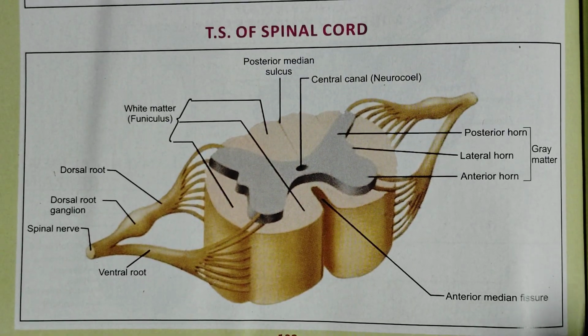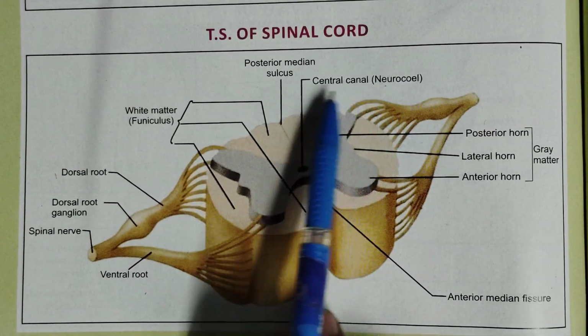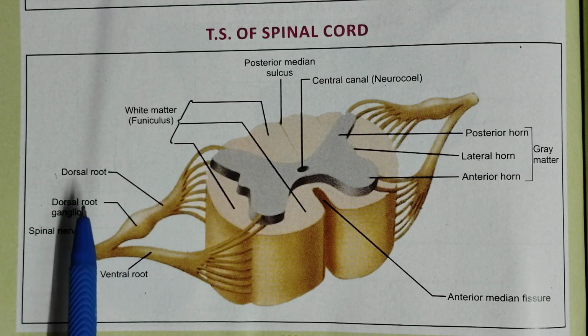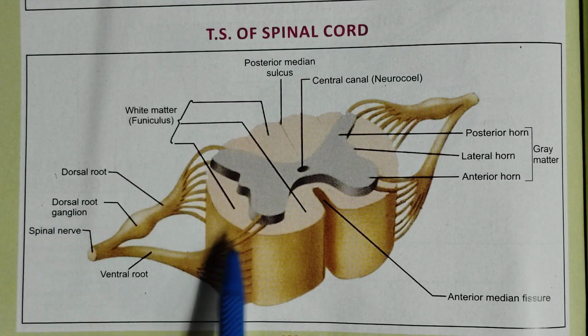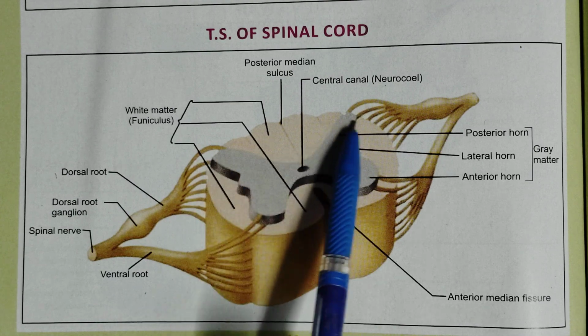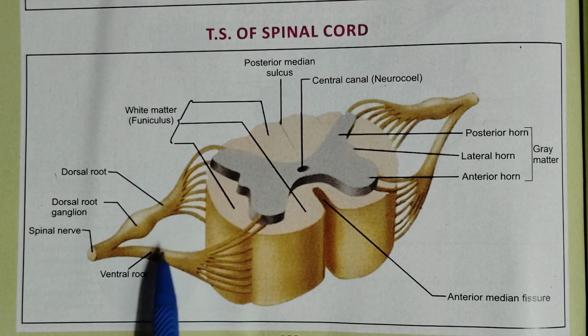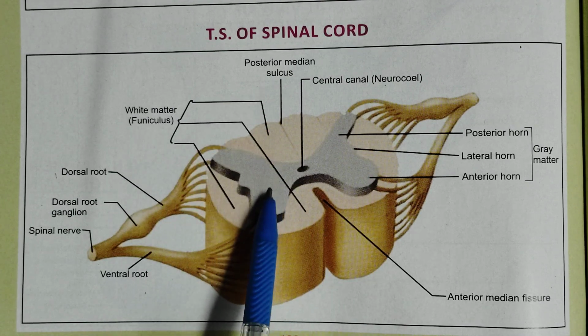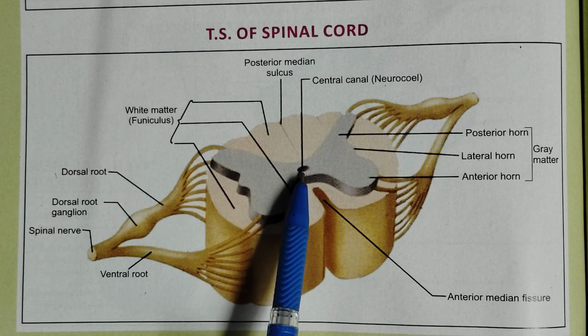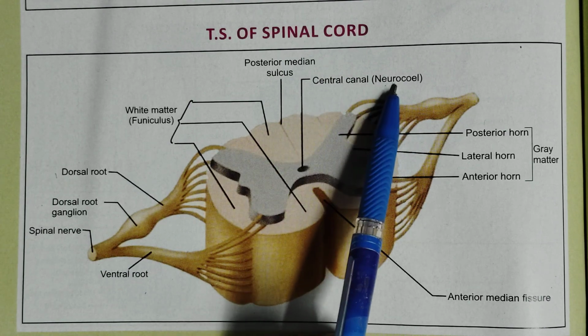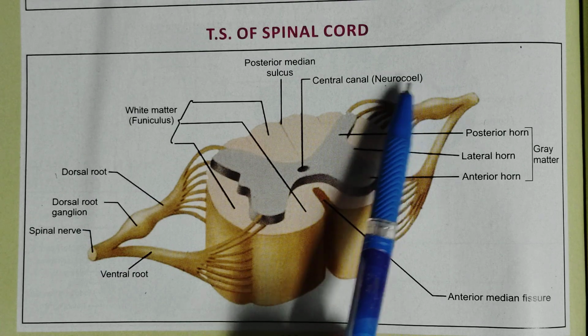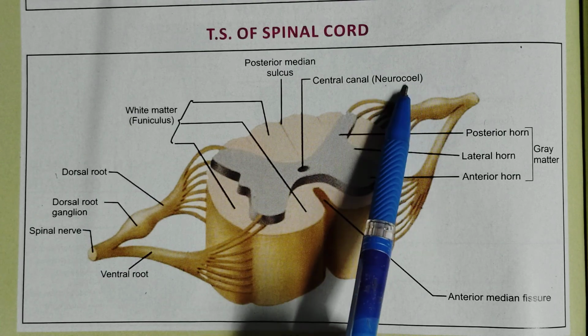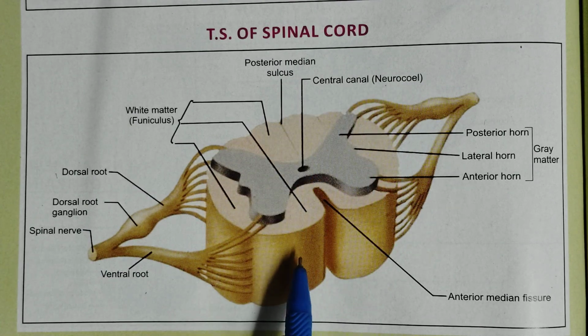This is the TS of spinal cord. TS means transverse section. In the transverse section of the spinal cord you see a butterfly-like shape in the middle, and there is a hole in the middle. This is called the central canal or neurocoel.